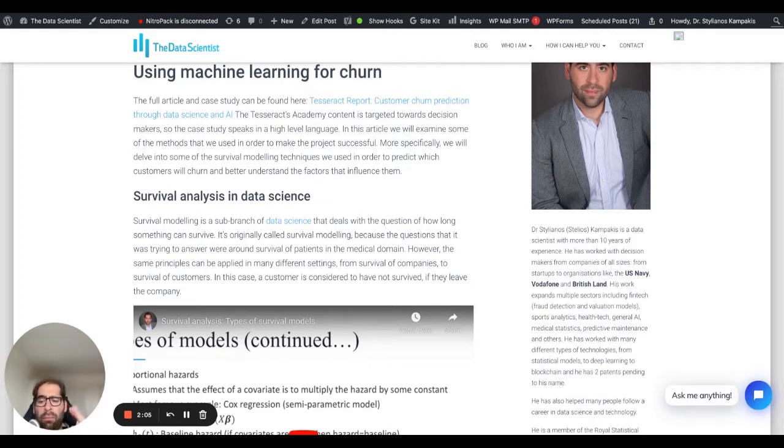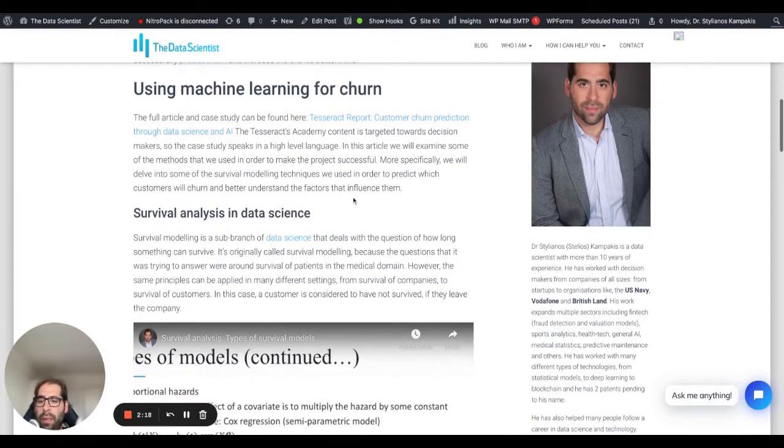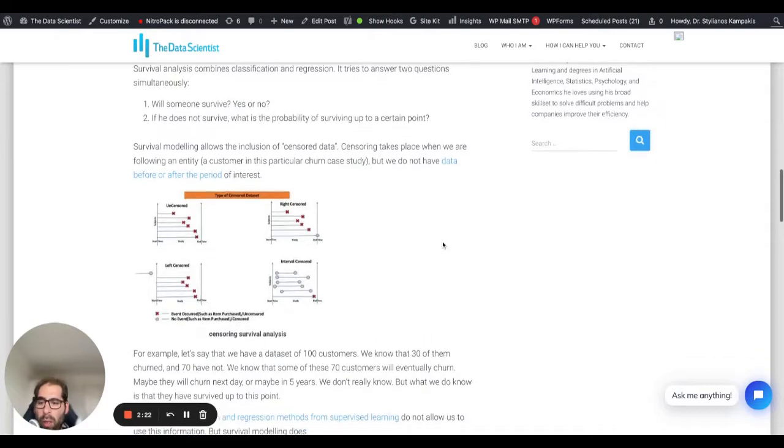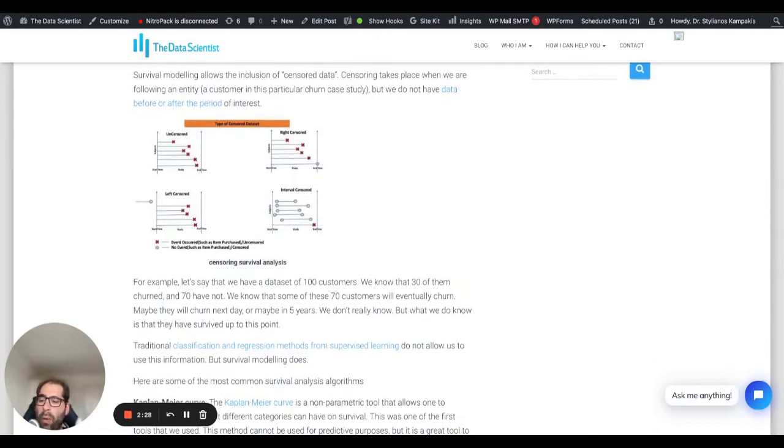The first thing I'd like to state is that when approaching customer churn, there are two main families of models that someone can use. You can either use traditional supervised learning or you can use survival analysis. Survival analysis is something that is mentioned in this blog, and it's like a special case of supervised learning which combines regression with classification.